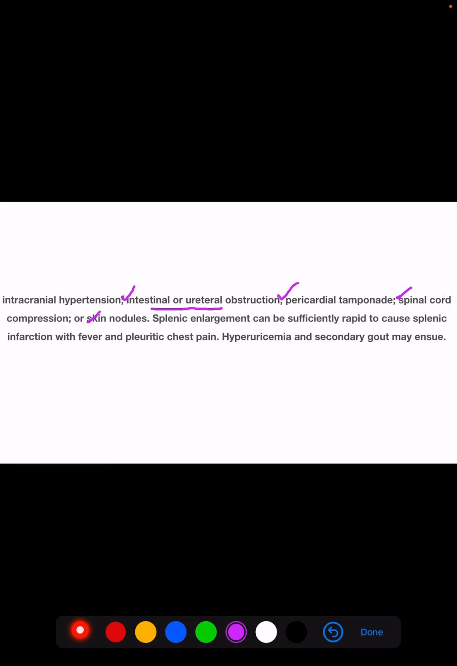Splenic enlargement can be sufficiently rapid to cause splenic infarction with fever and pleuritic chest pain. Hyperuricemia and secondary gout may ensue.